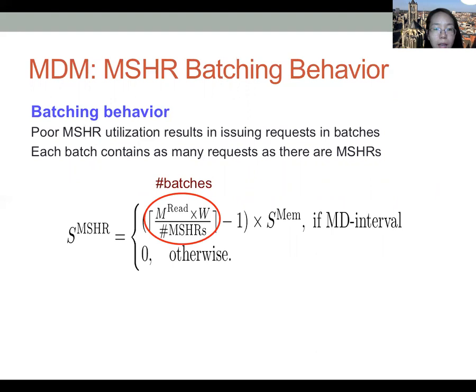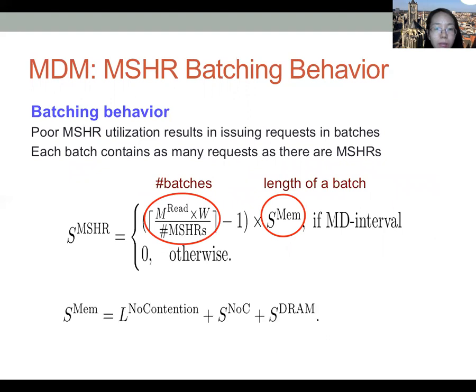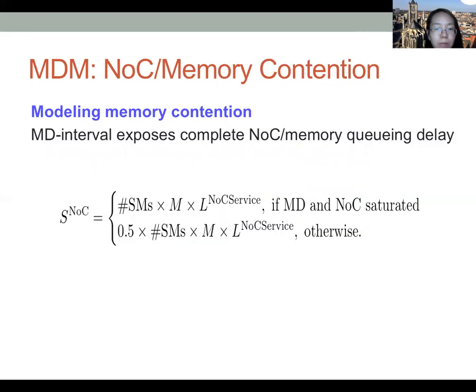MSHR store is calculated by multiplying the number of batches minus 1 and the length of each batch. We then combine L1 contention with average store cycles due to queuing in the NOC and DRAM subsystem to obtain S memory. We now describe how MDM formalizes the memory contention model. In a real GPU, memory contention occurs because the memory requests of all SMs queue up in the NOC and DRAM subsystem.